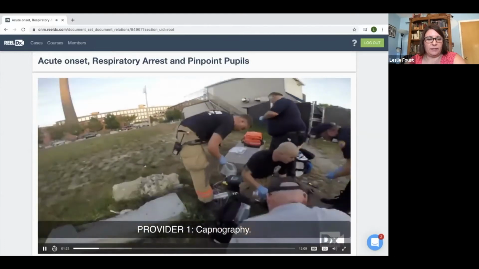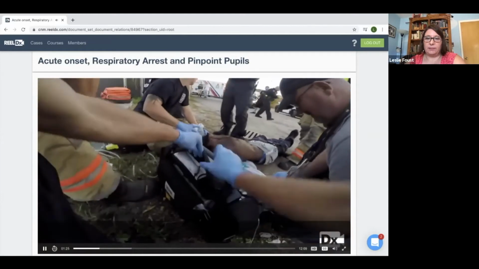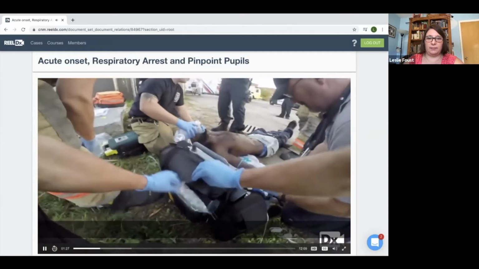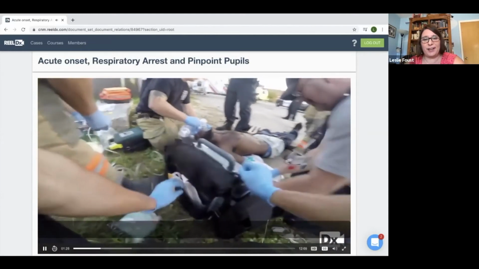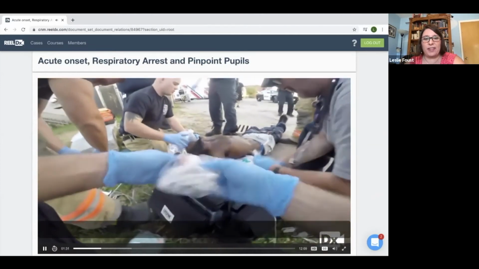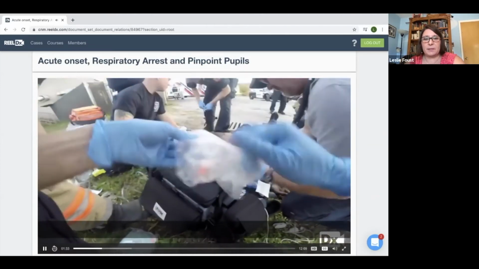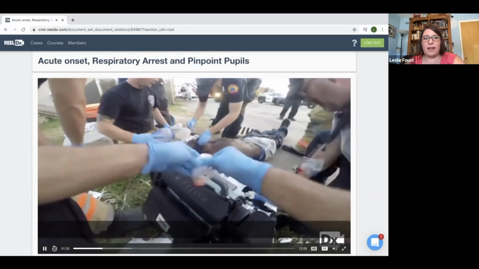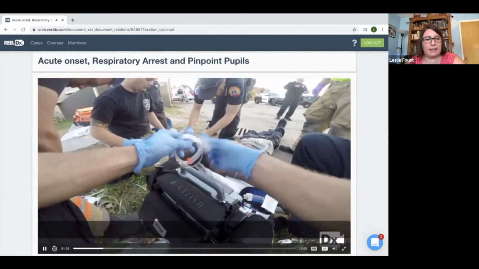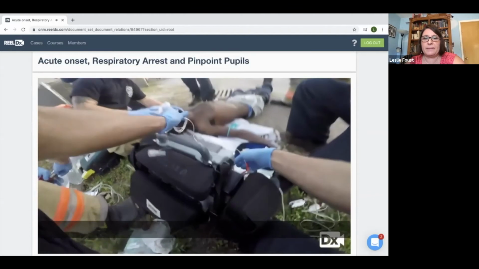Capnography. So Nora, look, there they go for that capnography. We're dead on with that. And there is an NPA currently being placed as well, so good call there.